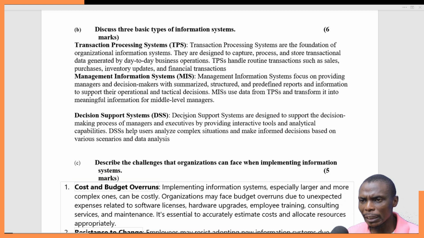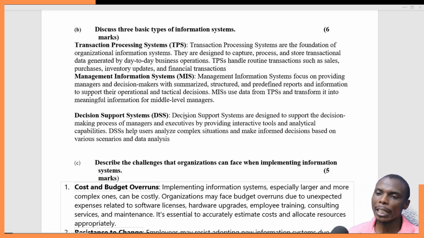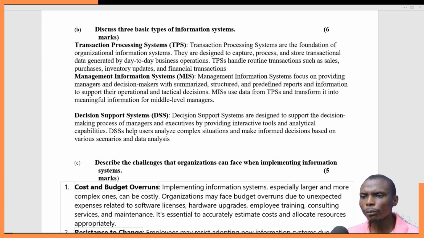So the decision support system simply helps users to analyze these complex situations and make informed decisions based on different scenarios, as we saw there. So that's the difference between DSS, MIS, and TPS.